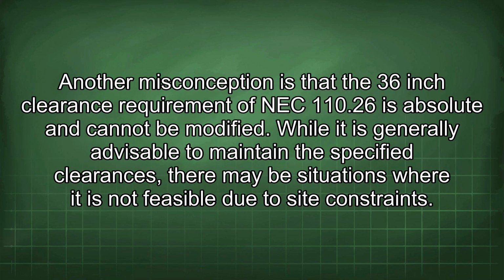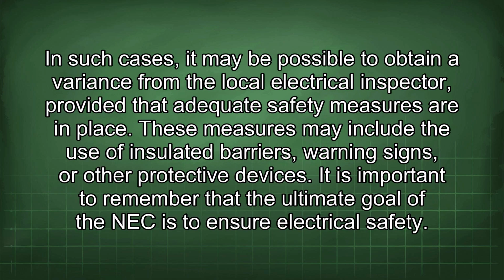Another misconception is that the 36-inch clearance requirement of NEC 110.26 is absolute and cannot be modified. While it is generally advisable to maintain the specified clearances, there may be situations where it is not feasible due to site constraints. In such cases, it may be possible to obtain a variance from the local electrical inspector, provided that adequate safety measures are in place. These measures may include the use of insulated barriers, warning signs, or other protective devices.